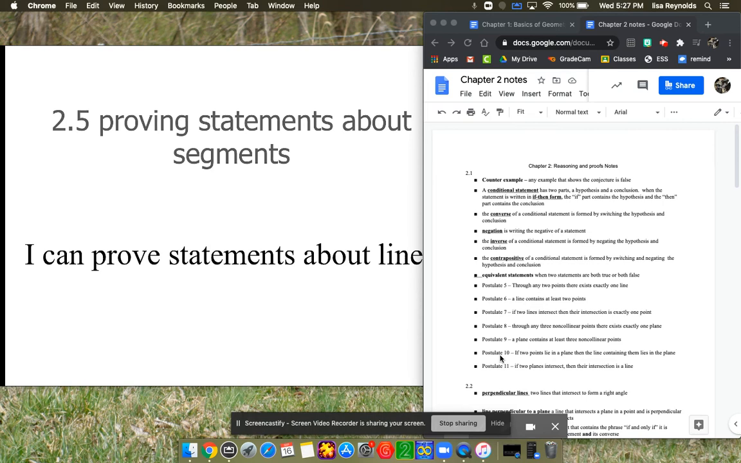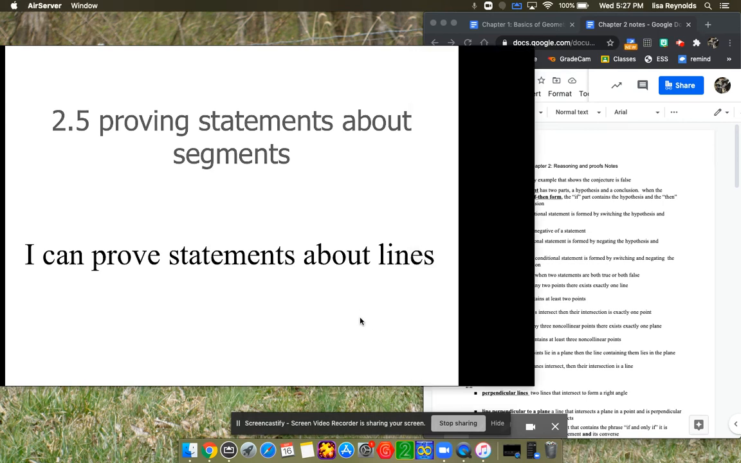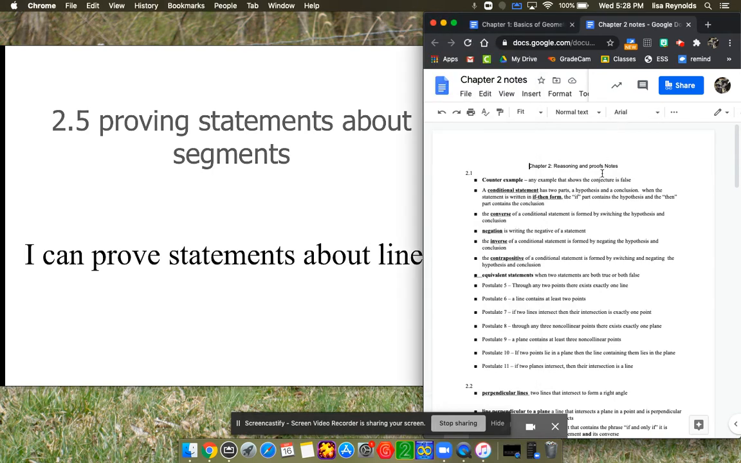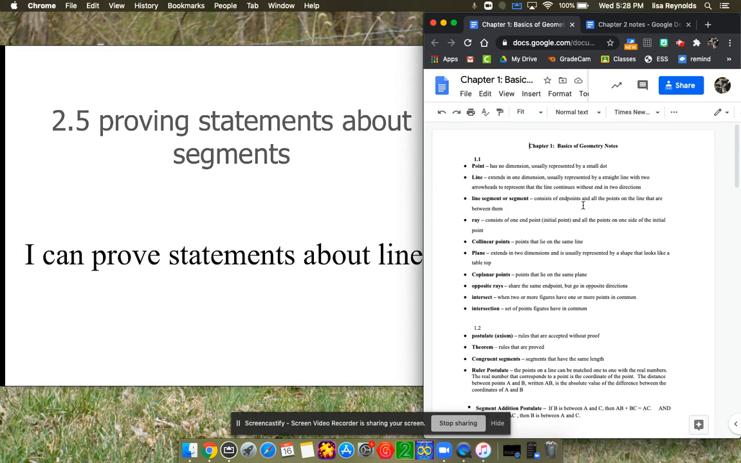Okay, so we're going to do the notes and examples for section 2.5, proving statements about segments. One thing I do want to recommend with this particular lesson is that in order to work the problems, you need to have your chapter 2 notes. You also need to have your chapter 1 notes.